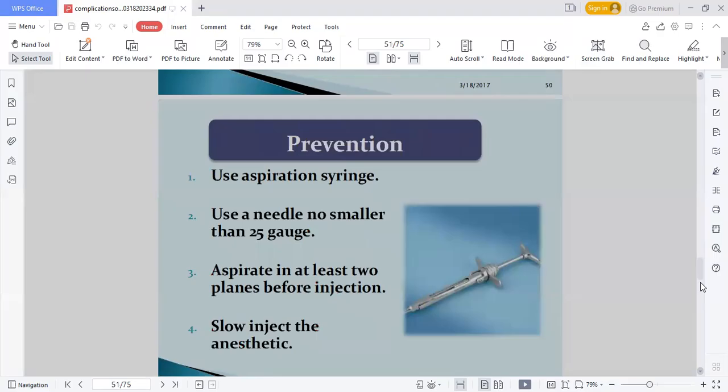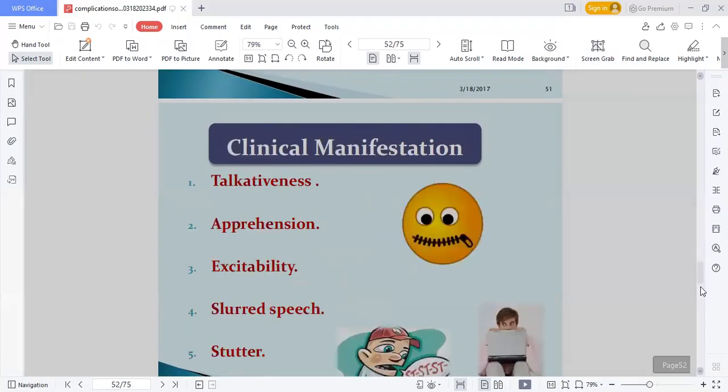How to prevent the overdose? Use an aspiration syringe, use a needle smaller than 25 gauge. Aspirate in at least 2 planes before injection. Slowly inject the anesthetic solution.